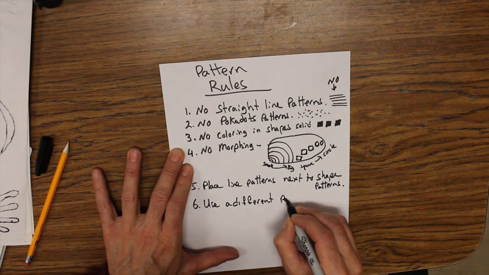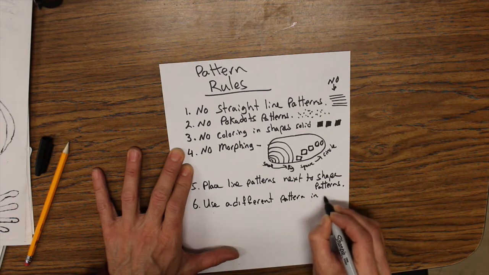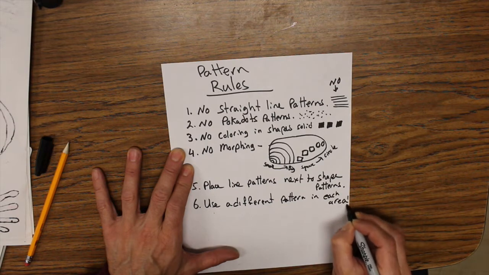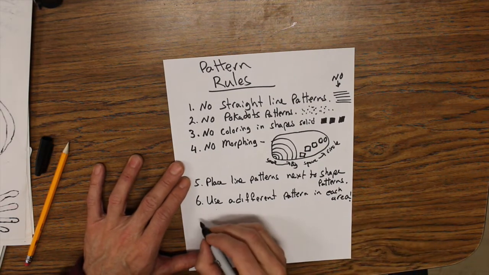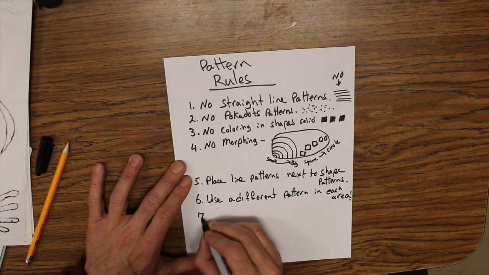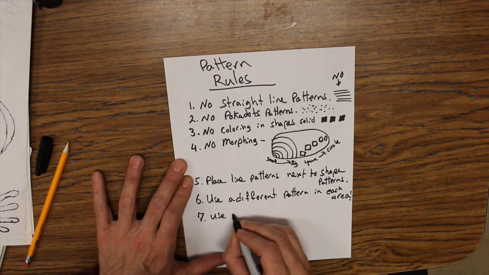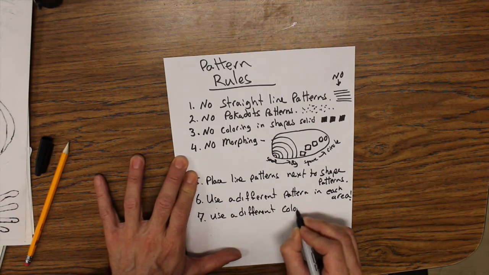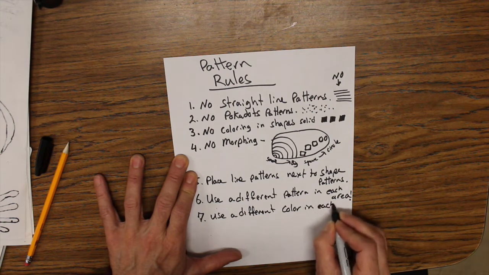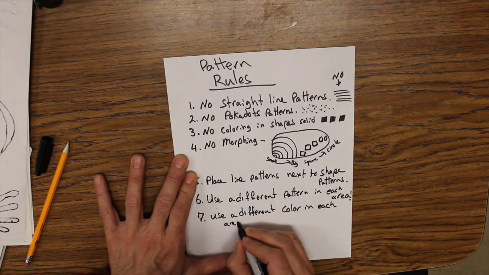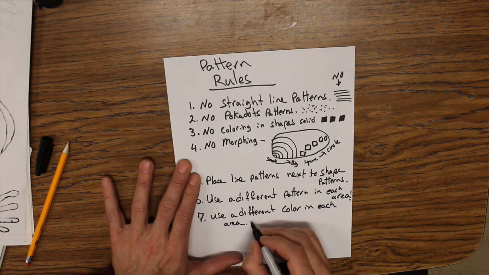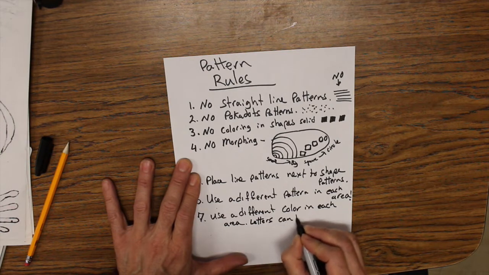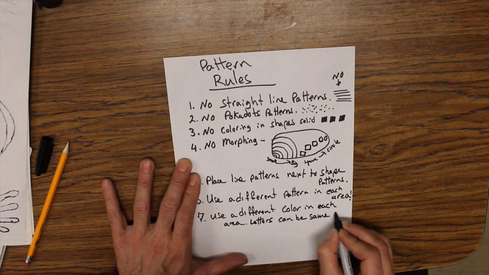All right, number 6, you want to use a different pattern in every area because there's thousands of patterns to choose from. So please don't use the same pattern over and over or more than once. All right. Finally, number 7, which is a symbol of completion, that is, use a different color in each area. Although I do allow students to use the same color for the initials, the 2 letters in the middle. And so, yeah, letters can be the same.